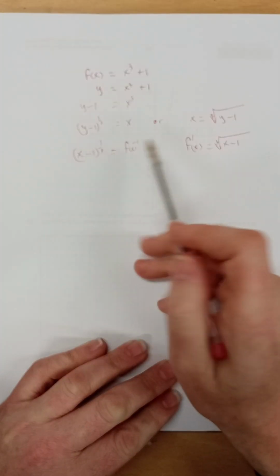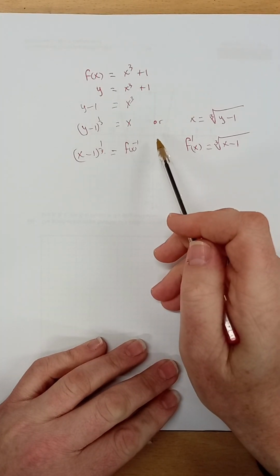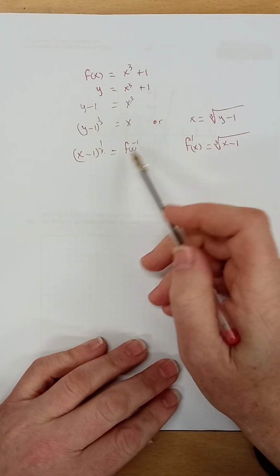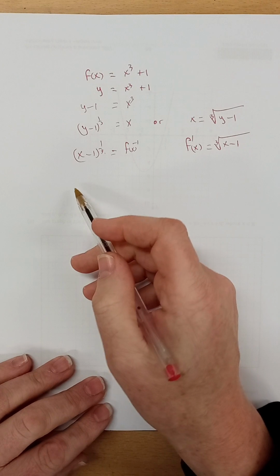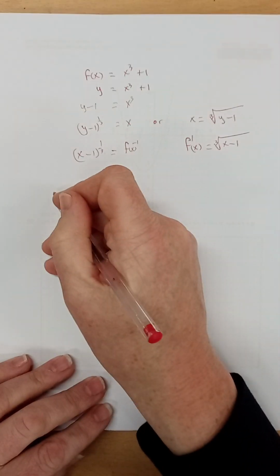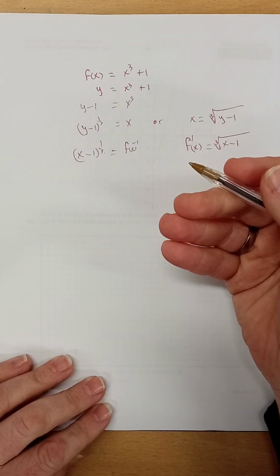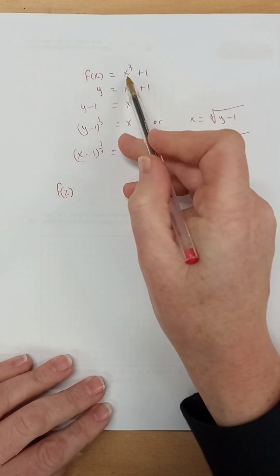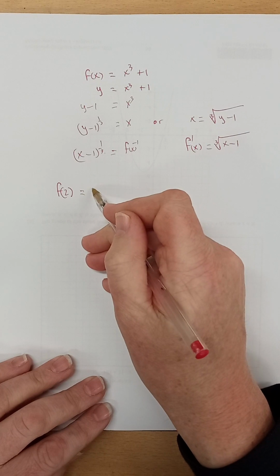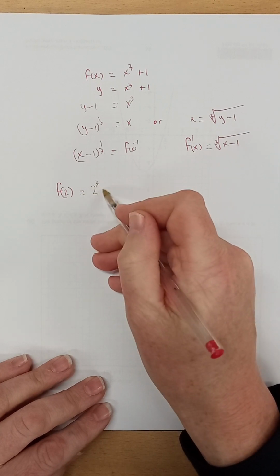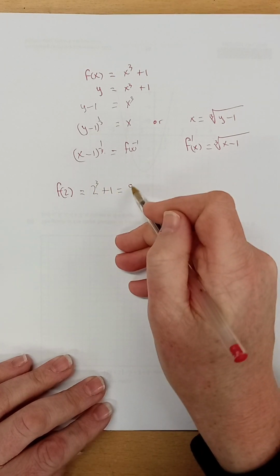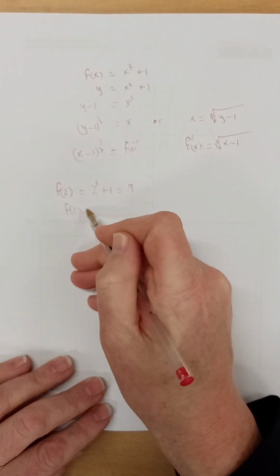So, how do we test this? Well, there's a couple of ways you can test it. What you can do is go back to our original function and put in a number. Let's get f of 2. If I pop that into the original function, that's going to give me 2 cubed plus 1. 2 cubed is 8, plus 1 is 9. So f of 2 is 9.